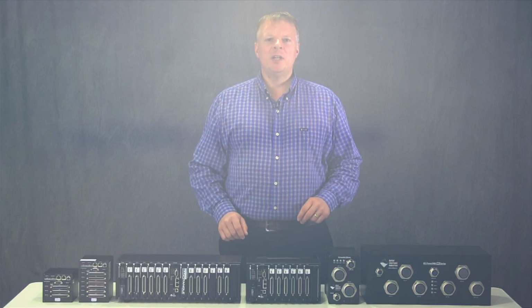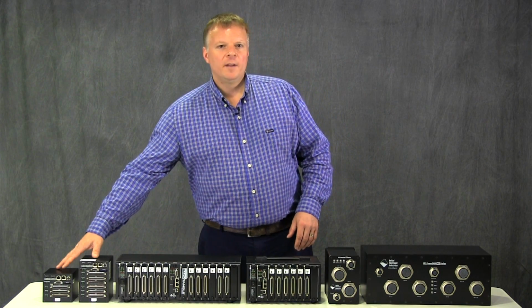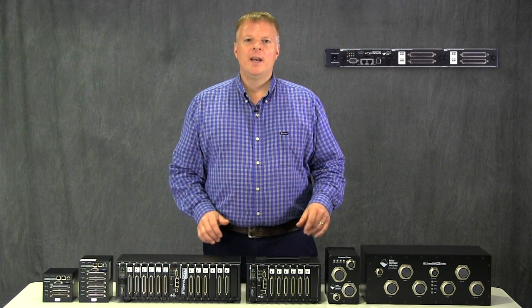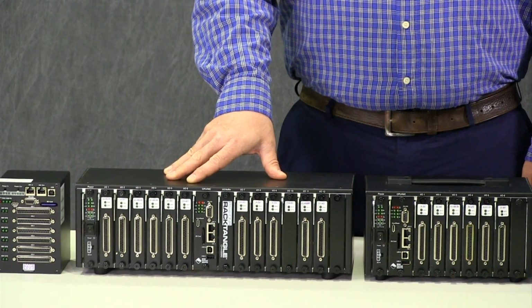The next consideration is channel density. How many channels of I/O do you need and how much space do you have available in your application? For example, in smaller systems, the cubes or perhaps the flat rack may be the obvious choice. However, in some environments, space may not be as restrictive, and using a less dense but more accessible unit such as the rectangle may be more advantageous.